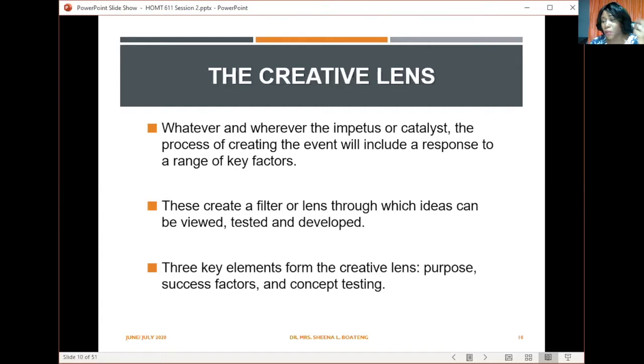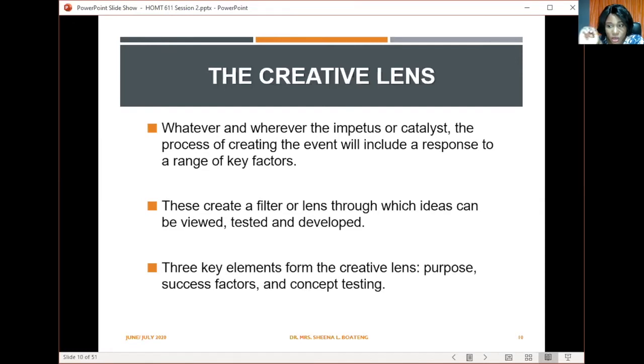Every idea that you come up with will be the best idea to you. But once you are able to bring in other collaborators and partners, you can together sit down and screen the ideas and test them using the stages that we are going to discuss very soon, to see whether this idea that we have is good enough to turn into an actual event that will generate good returns for us as a team. And the three key elements of the creative lens that will help you to do this screening are, first of all, the purpose, secondly, the success factors, and then third, concept testing.